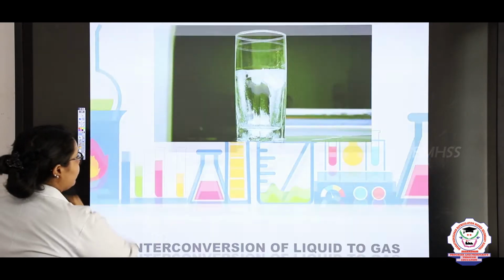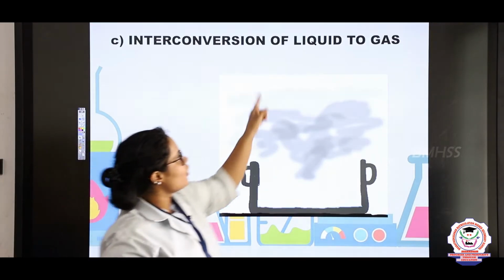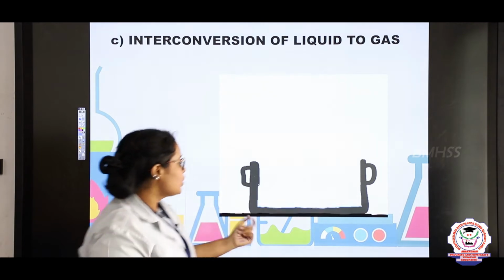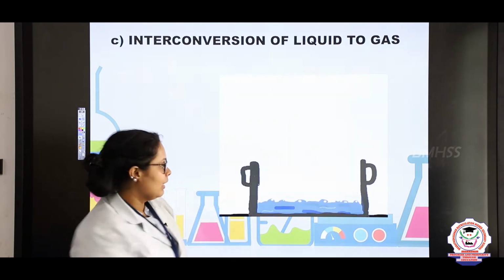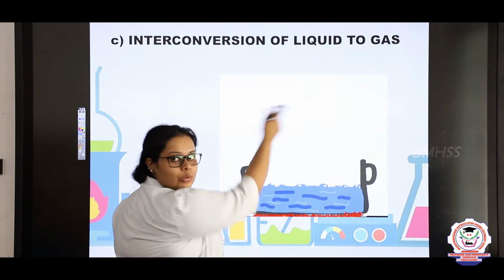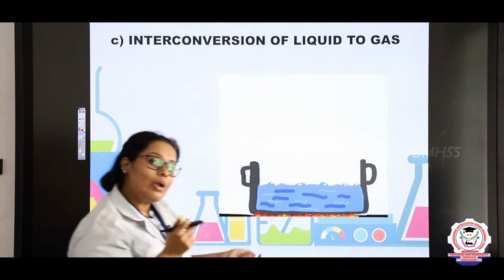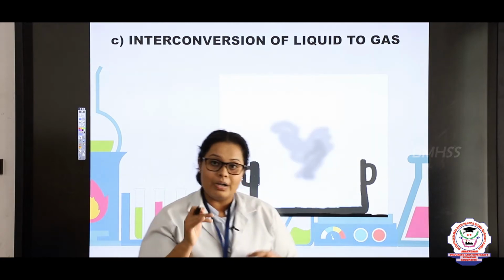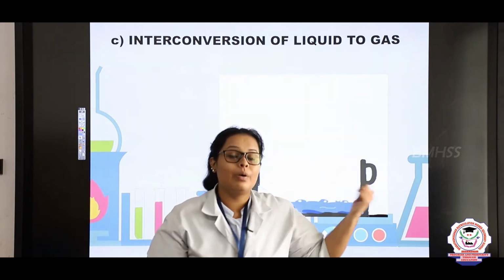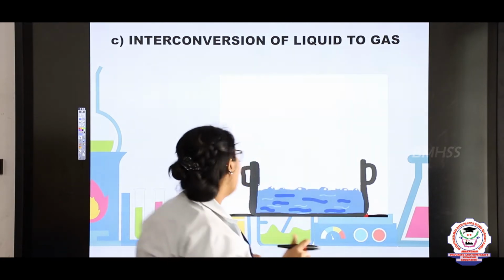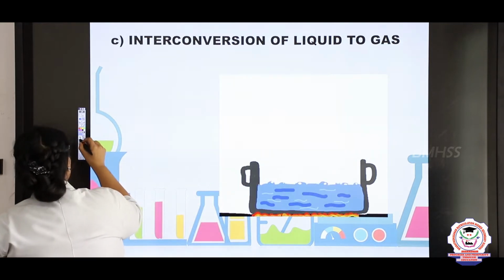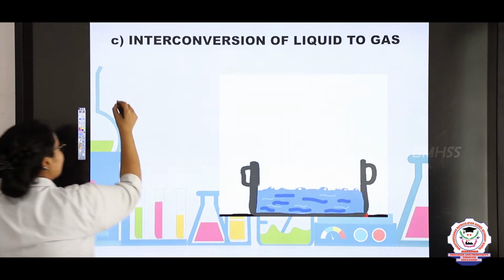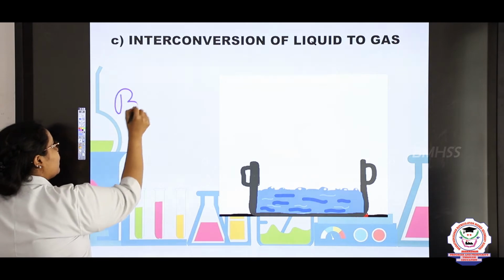Now let's see the next one: interconversion of liquid to gases. Here below you can see liquid. Because of the heat it is getting converted into gas. What is it called? It is called boiling, or it can also be called vaporization. Here we can write it as boiling or vaporization, right.